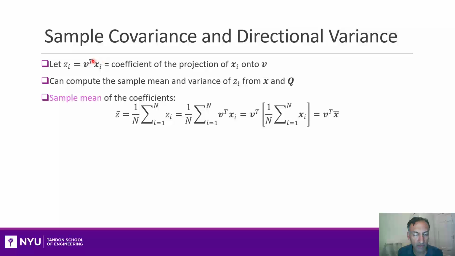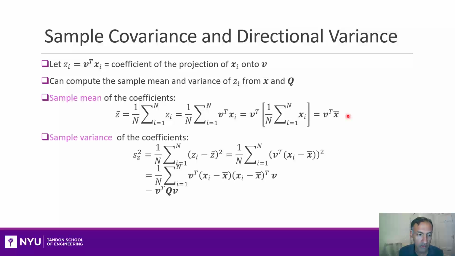But if I can first substitute V transpose Xi here, I pull that V transpose out, and this quantity in this bracket here is none other than our data sample mean. So Z bar is just V transpose the data sample mean. Sample variance is a little harder to show, but it's not that bad.